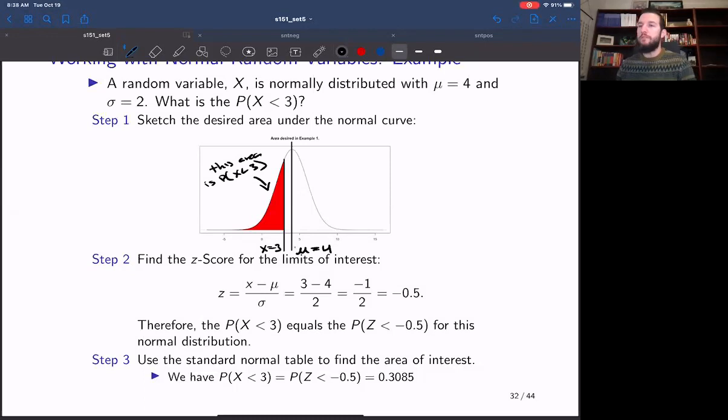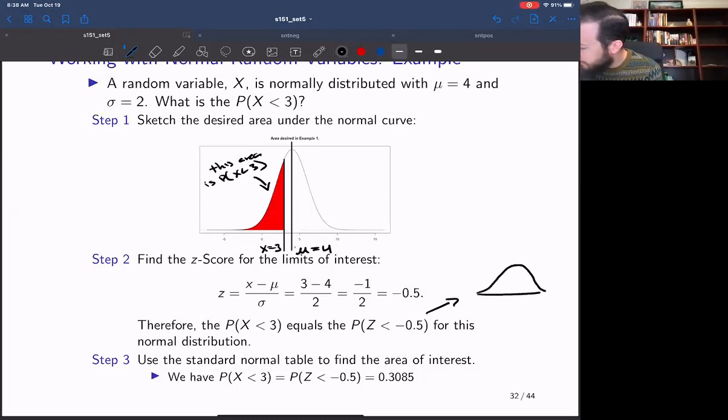Right? So we have just taken our general problem and changed it into our z-score problem, which we have seen lots of examples of. So now this thing here is going to be standard normal and we just want to find this red shaded part here using the standard normal table.